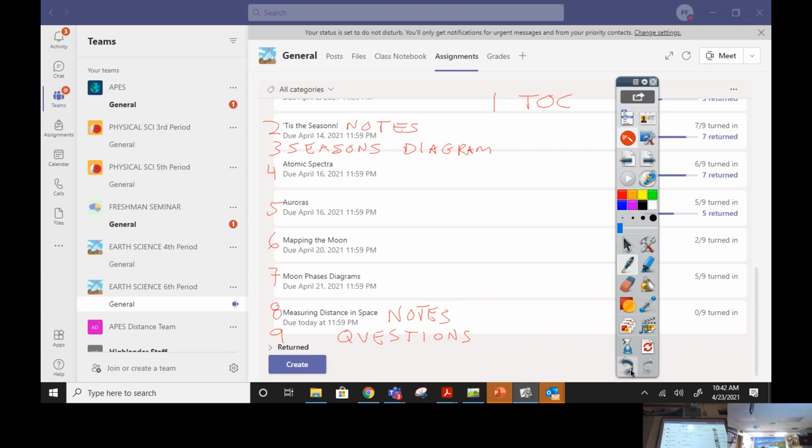Marvin, you're missing a couple old climate things. And of course, anybody can still do retakes on the climate test. You turned everything in. There you go.